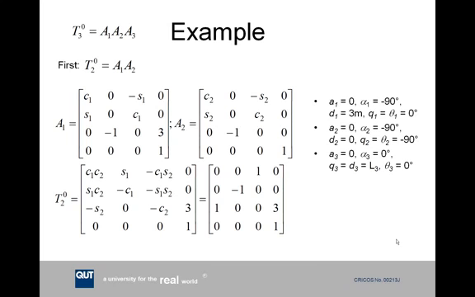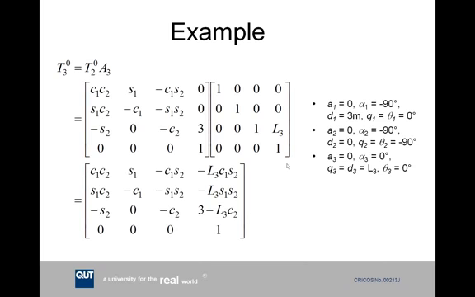So these are the A1 and A2 matrices that we worked out in the previous slide. We multiply them together, and we get a slightly more complicated matrix. And then if we substitute in the actual DH parameters, corresponding to reference frame 1 and reference frame 2, we can get the actual numerical matrix at the bottom right.